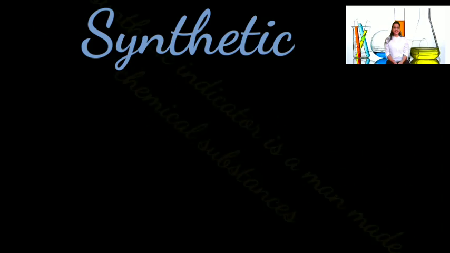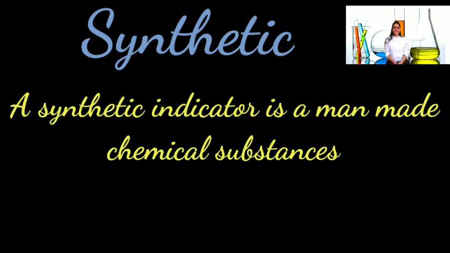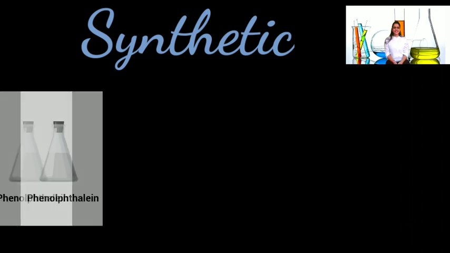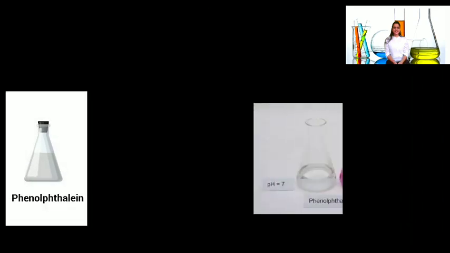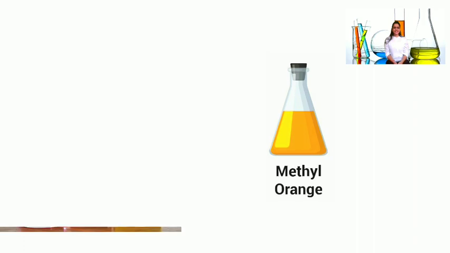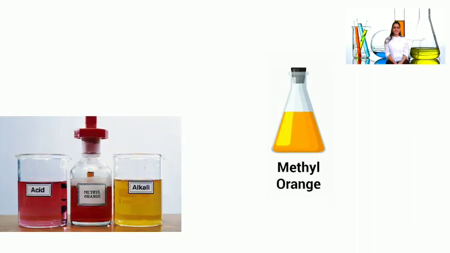Now let us learn about synthetic indicators. Indicators that are synthesized in the laboratory are known as synthetic indicators. For example, phenolphthalein, methyl orange, etc. Phenolphthalein is a colorless liquid. It remains colorless with acid but turns pink with a base. Methyl orange is originally orange in color. It turns red with acid and turns yellow with base.